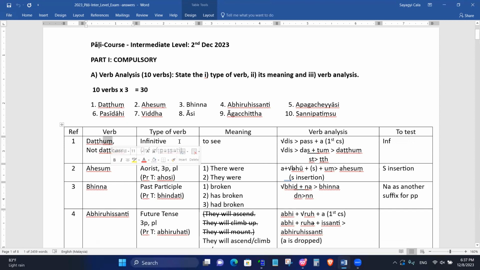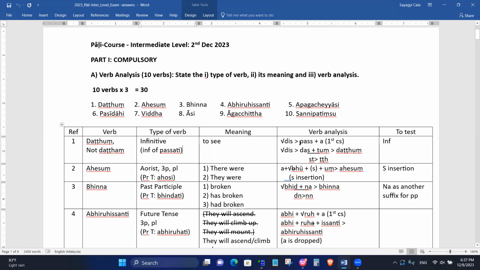When you see the tum suffix, then it's infinitive, because this exists in one of the questions. So if you do homework properly, you will see datum. And if you prepare your homework well, you will see you already analyzed it as infinitive or passati. So you need to give me, as I say, the type of verb. For those who are taking the exam like this, you need to draw a chart like this, then it's very clear. Infinitive, type of verb, meaning to see, and analyze it.